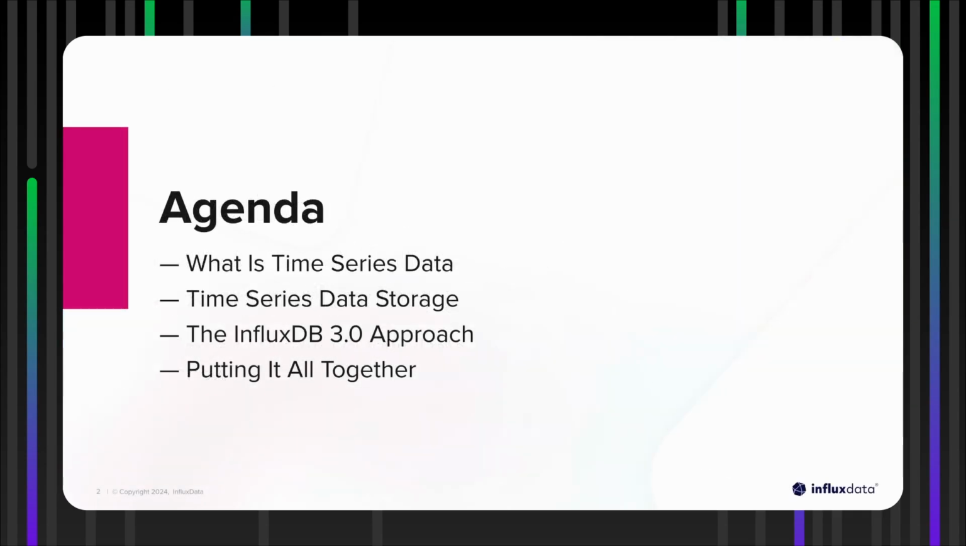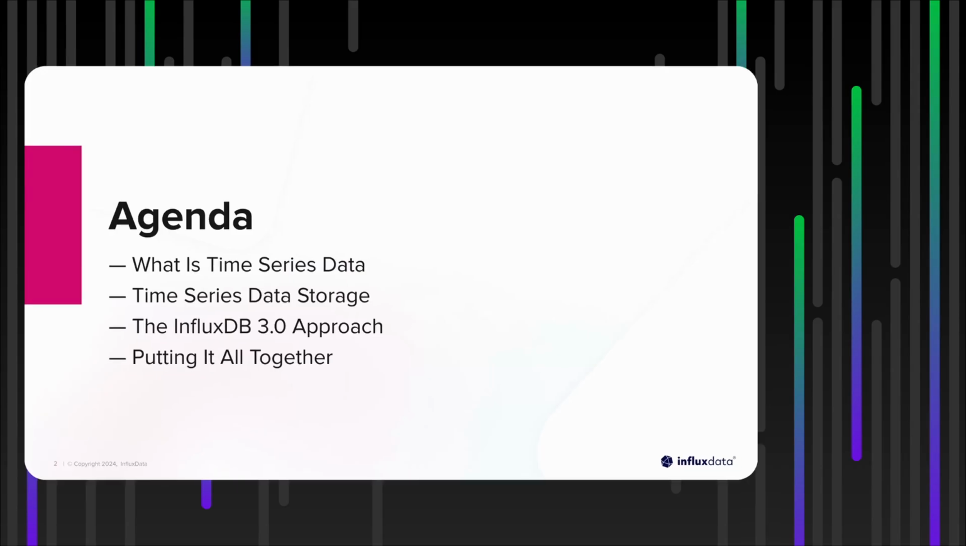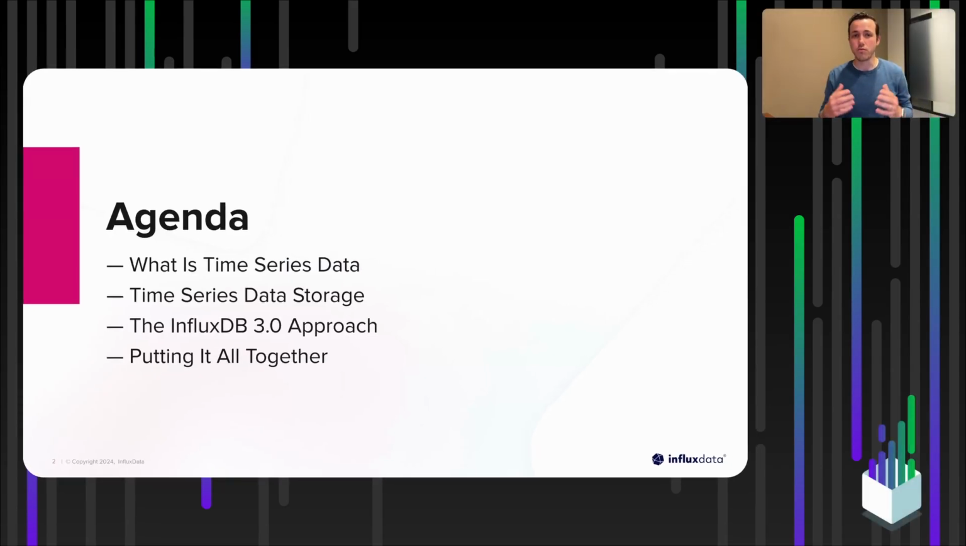And so today we're going to be talking about a couple of key things. First, what is time series data? Why is it important? Where does it fit in a real-time workflow? What does time series data storage look like? And why is that important, that it's a little bit different than perhaps traditional storage? The InfluxDB 3.0 approach, which is the newest edition of InfluxDB. And how do we put it all together? What does it look like when we take all these elements and make the best possible workflow for time series data and time series storage? And so with that, let's jump into it.